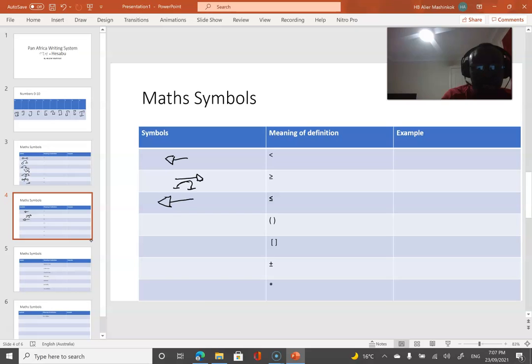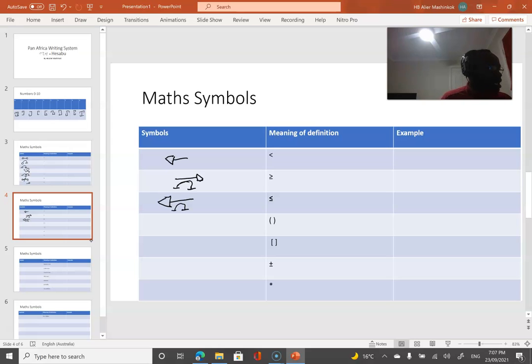We'll have to put the minus sign across this way, like that. So this is less than or equal to, the meaning of that. So now we are continuing on with the brackets. So parentheses, these are the parentheses brackets.